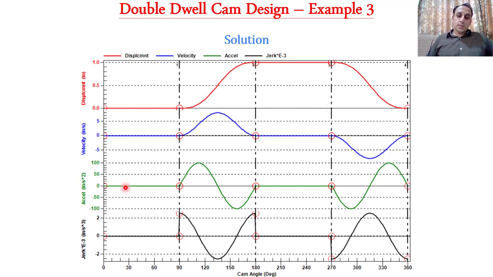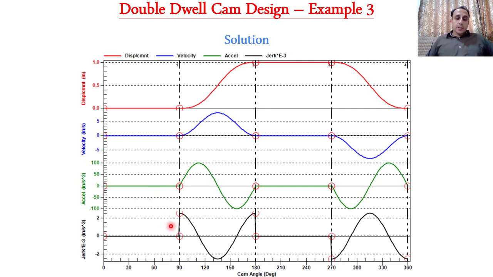What about the acceleration function? So this acceleration function, we are starting from 0, and then what is happening? There is no discontinuity. It's very much continuous. So this is the sine wave which we are getting. Then there's 0 acceleration, then once again this sine wave. So this is the complete acceleration function for rise and fall. There is no issue with the acceleration function also, because it is very much continuous, and it is 0 at the rise-dwell, dwell-fall, and fall-dwell junctions.